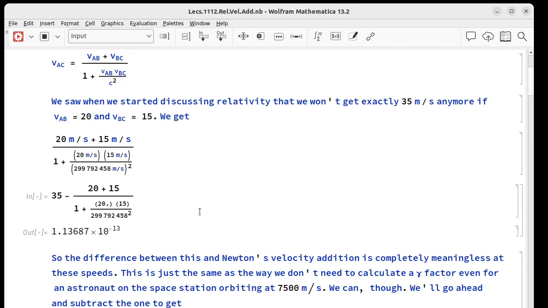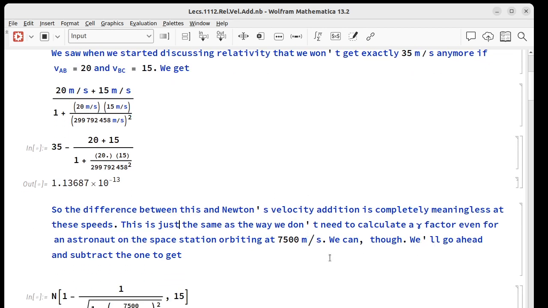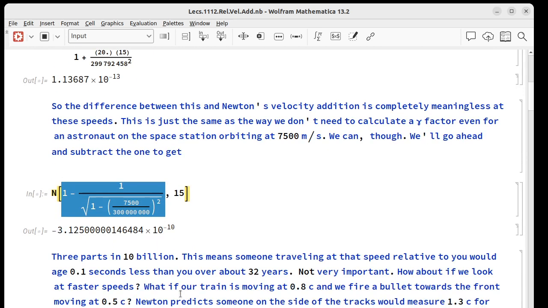This is the same reason we don't have to calculate a gamma factor to see how much slower even an astronaut on the space station ages than we do. We can calculate that if we want to and see that if we put in 7,500 meters per second, which is how fast they're orbiting relative to us, and subtract it from 1, we get about 3 parts in 10 billion. So that means someone traveling at that speed for 32 years would age a tenth of a second less than you did. There's no way that's going to be significant.